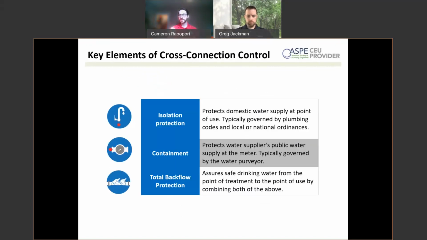The key elements of cross-connection control, this is true for both drinking water and fire protection systems. We have our isolation protection, so that's point of use. So in a fire system, it might be the separation between a wet pipe and a dry pipe, or a wet pipe and a glycol system that's servicing outdoors. You also have containment, which is going to be right at the meter. So between those two, we get our total backflow protection.